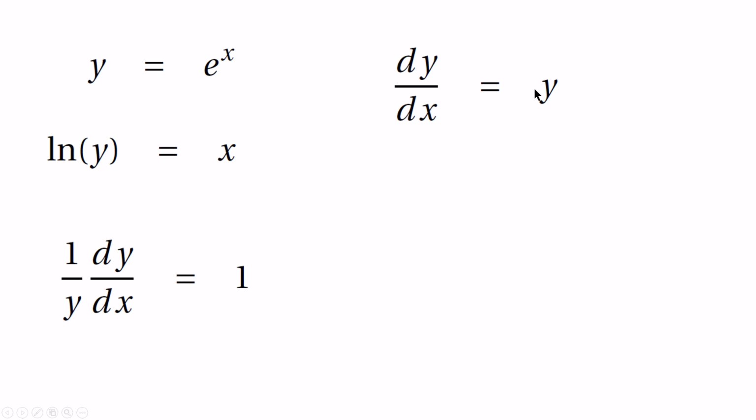Well, what the heck is y? y is my original function. So I'm going to replace that y with e to the x. So the derivative of e to the x is e to the x. That's kind of a nice function. We like that one. So if I want to ask you what the 30th derivative of e to the x is, you could say, haha, it's e to the x.